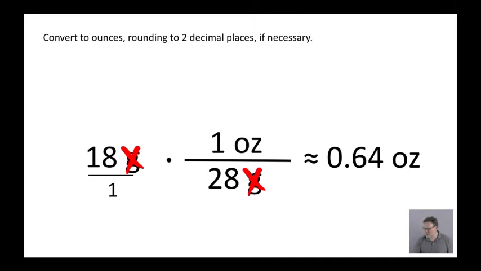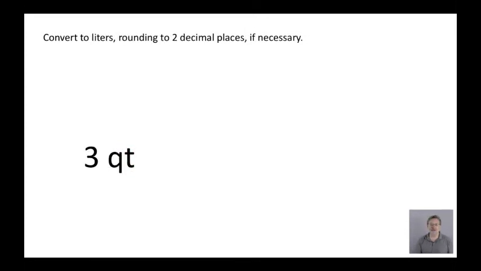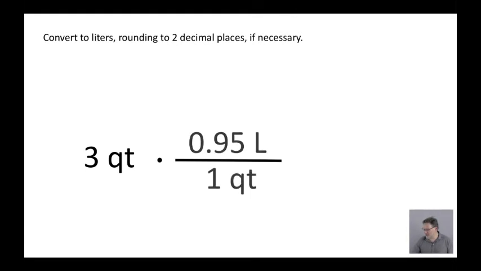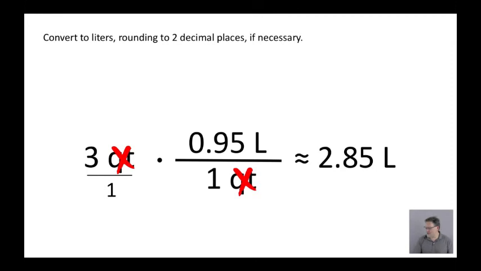Let's convert quarts to liters now, again rounding to 2 decimal places if that's necessary. The conversion fraction here is 0.95 liters to 1 quart. Quarts are on the bottom so that quarts cancel, leaving behind liters. And here we've got 2.85 liters, thereabouts. Again, rounding to 2 decimal places.